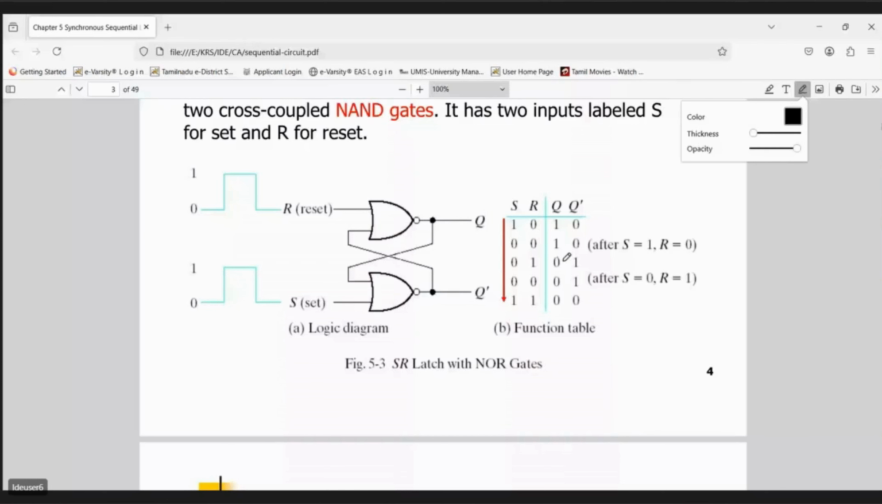The next: both set and reset are 0, therefore Q equal to 0 and Q dash is equal to 1. Now if set is 1 and reset is 1, then Q equals 0; the NOR output equals 0. The value of R is 1 and the value of Q is 0, so Q dash is 0, and the output value of Q for us will be 0. This is its function table. It's a logic diagram of an SR latch or RS flip-flop with NOR gates.